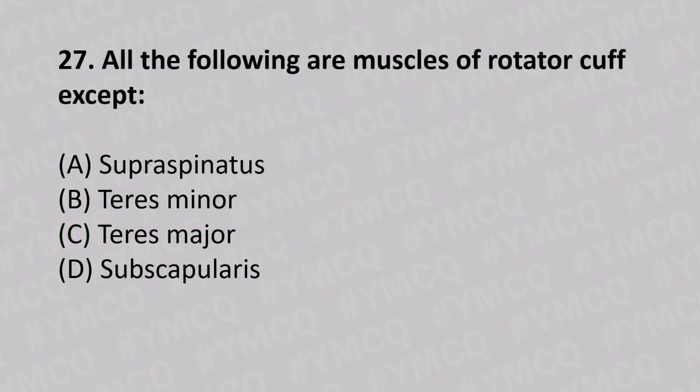All the following are the muscles of the rotator cuff except option A, supraspinatus. Option B, teres minor. Option C, teres major. Option D, subscapularis. And the answer is option C, teres major. Moving to our 28th question.